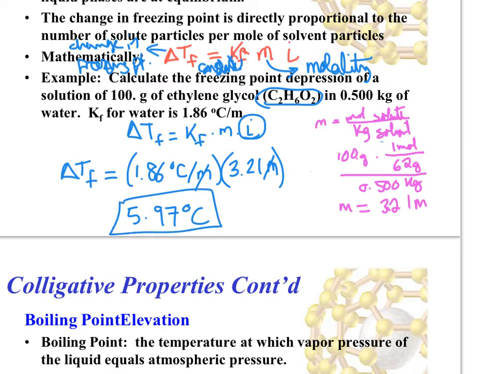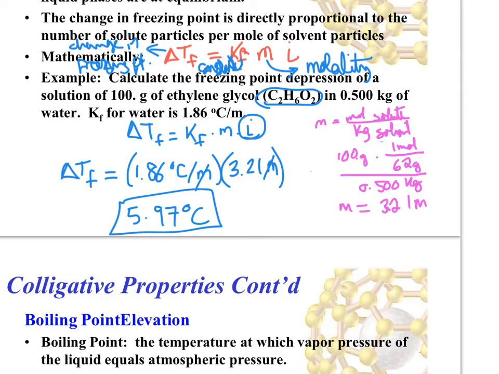So what does this mean? This is telling me that my temperature, my freezing point, drops about 6 Celsius or so. And so if it asks you what is the change, then it's 5.97 Celsius. If it asks you what is the freezing point of this solution, the solvent is water, and so it normally freezes at 0. This would be 5.97 degrees lower than 0, so the freezing point of my solution itself would be negative 5.97 Celsius. So watch out if they're asking you to calculate the change in the freezing point, or if they're asking you what is the freezing point.